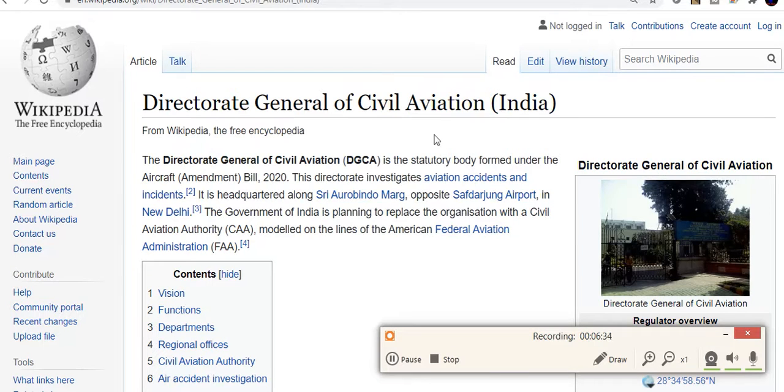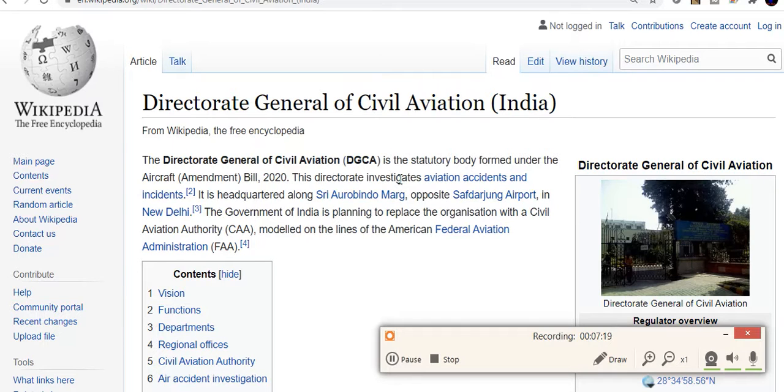Okay, first of all, Directorate General of Civil Aviation. This is the most important body when it comes to the civil aviation sector in India, when it comes to the Ministry of Civil Aviation per se. The Directorate General of Civil Aviation is a statutory body. It is a statutory body that is formed under the Aircraft Amendment Bill 2020. Earlier it was there, but now it is a statutory body under this Aircraft Amendment Bill 2020. Just try to remember, statutory bodies are good. It is considered good practice when regulatory bodies become statutory bodies. So you can understand and remember this.